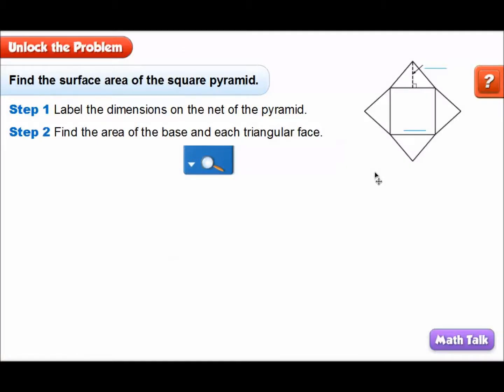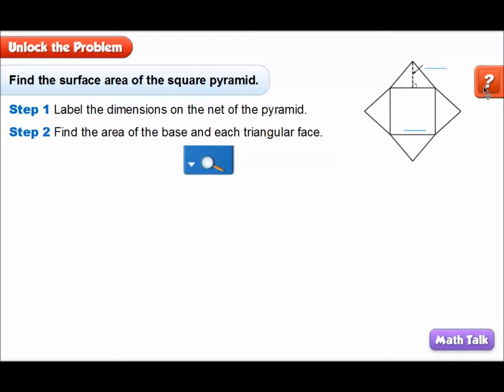Lesson 11.4, we are working on surface area of pyramids. We're going to do surface area of pyramids a lot like we do surface area of prisms. We're going to use a net like this one here, and we'll find the area of each shape, and then we'll add them all up, just like we did with prisms.